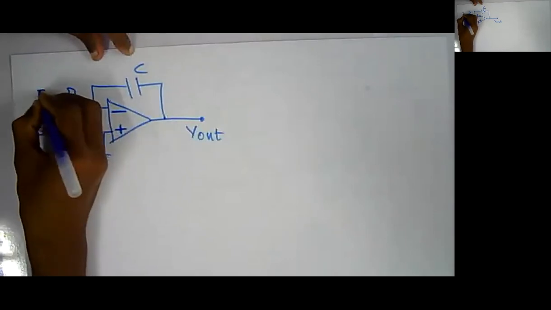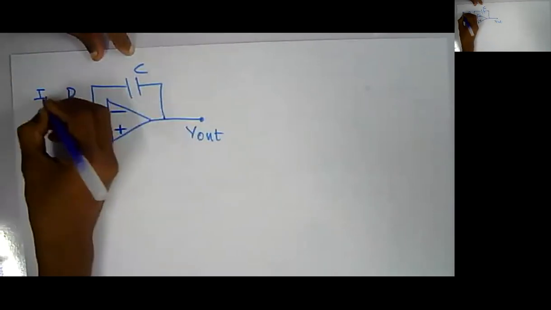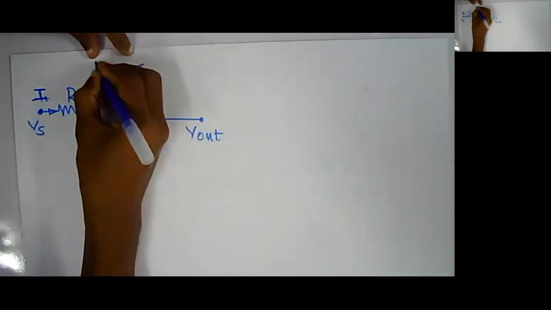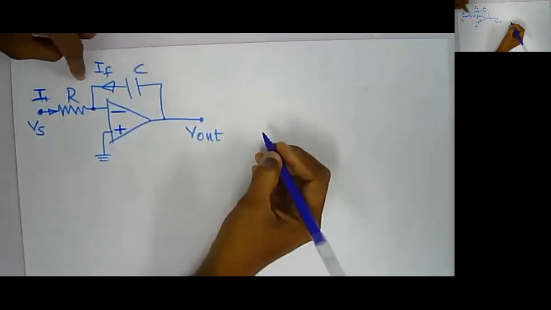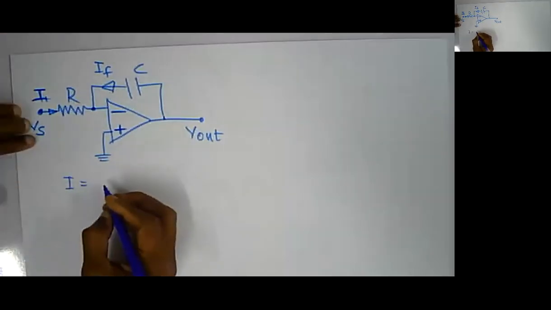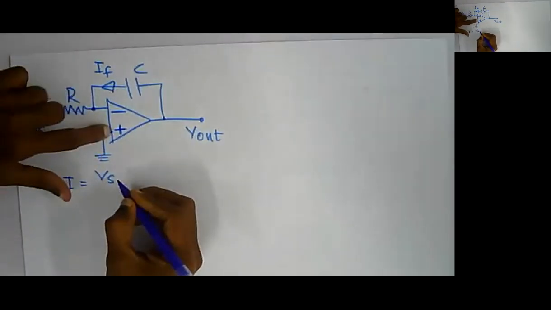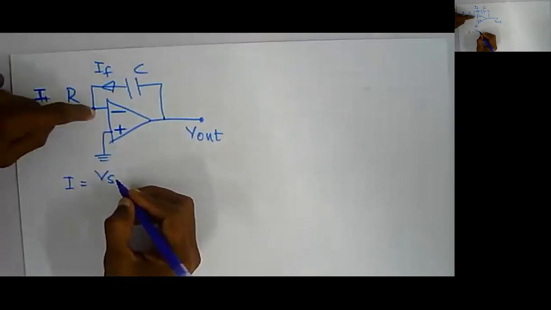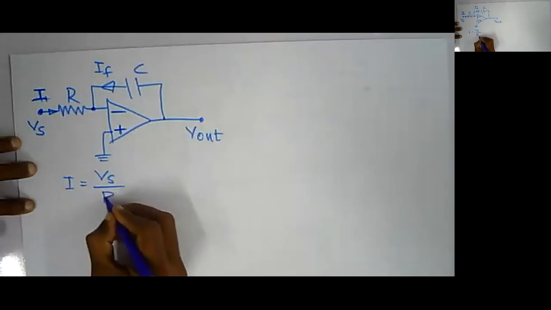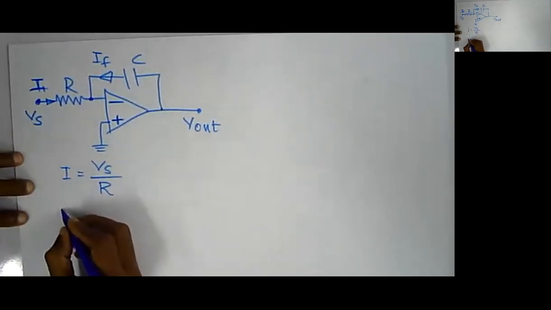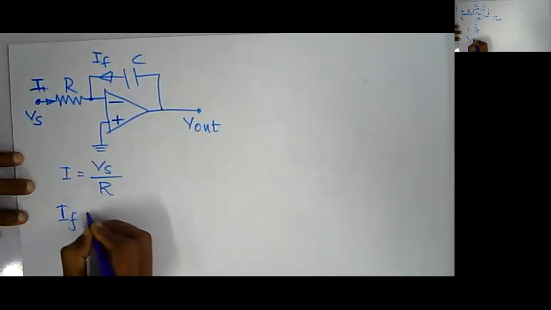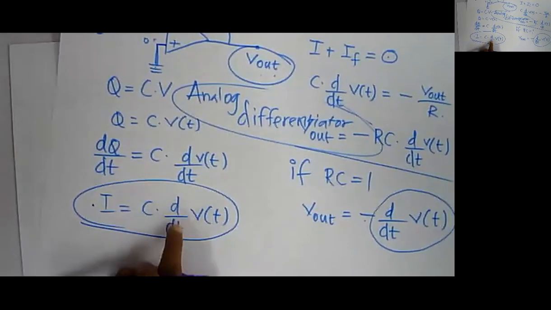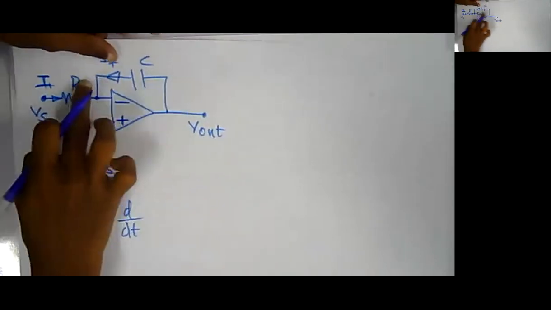Let this be I, and then this be IF. I can simply say that I is equal to Vs minus 0, because this is 0, hence the voltage at this point is 0. Vs minus 0 becomes Vs, so Vs by R. Am I right? Similarly, I can write my IF equal to, as I said earlier, C into d/dt of V across the capacitor.